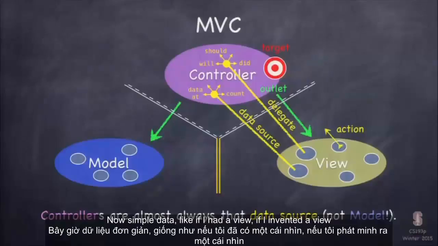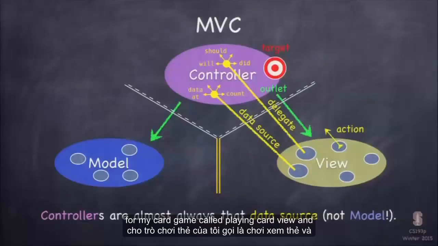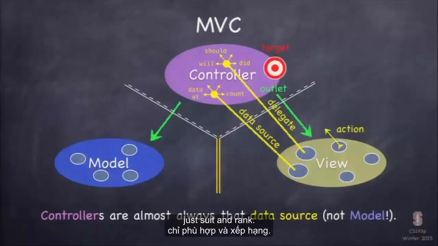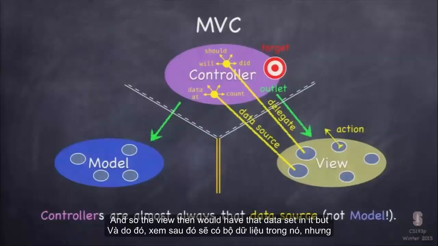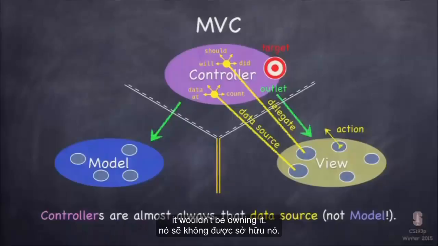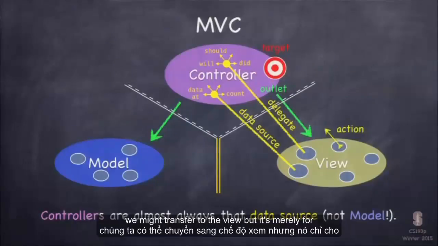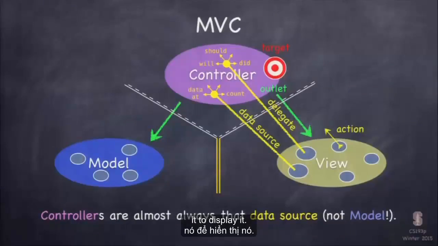Now, simple data, like if I invented a view for my card game called Playing Card View, and it just has a suit and a rank, okay, we're not going to do count data for just suit and rank. We are going to set those properties. And so the view then would have that data set in it, but it wouldn't be owning it, right? The model would still be owning the suit and rank. The view is just getting that data to present it. Okay, so simple data we might transfer to the view, but it's merely for it to display it.